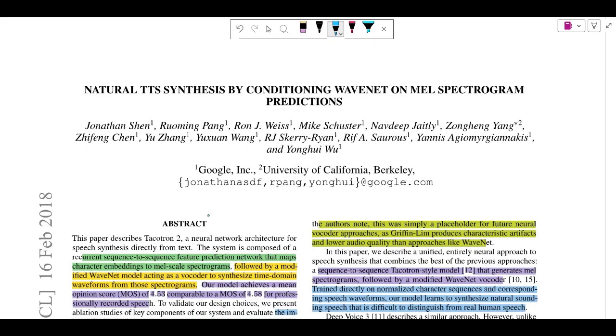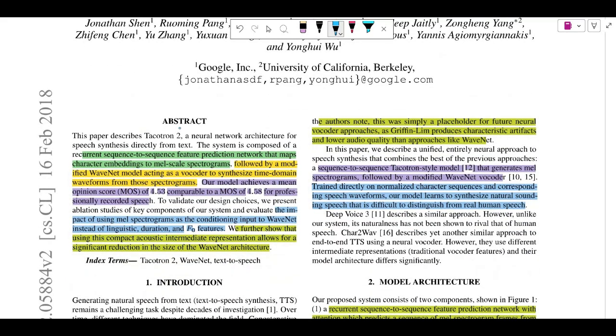Hi, so today we'll be discussing the paper Natural TTS Synthesis by Conditioning WaveNet on Mel Spectrogram Predictions by folks from Google and UC Berkeley. Yep, the title is totally a mouthful. So instead, we'll just call it Tacotron2, like everyone else.